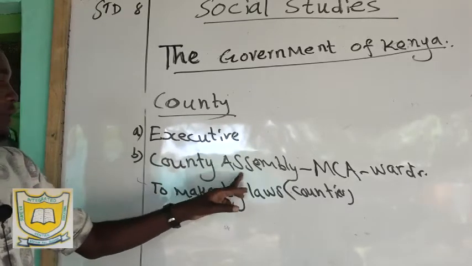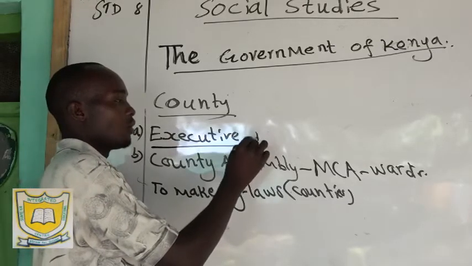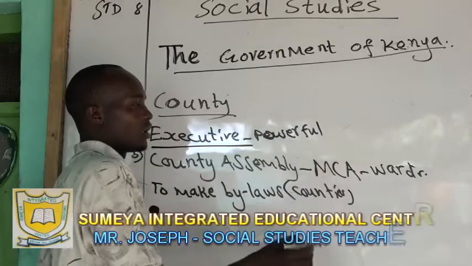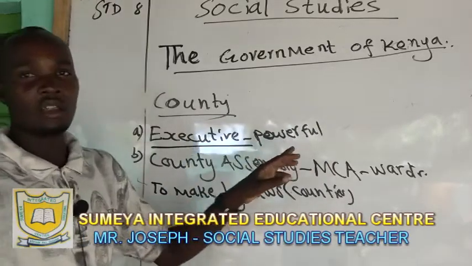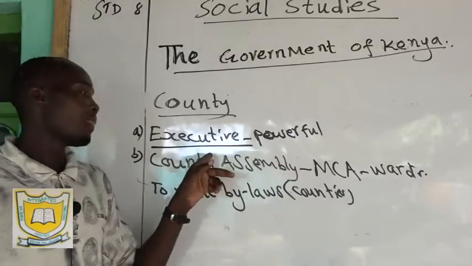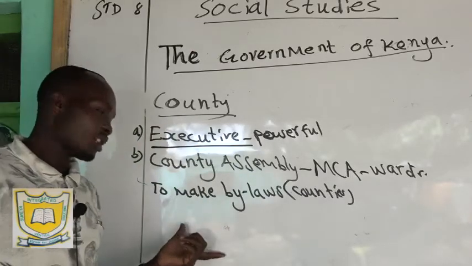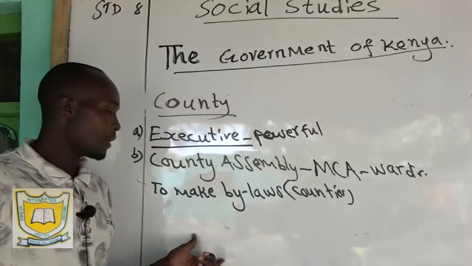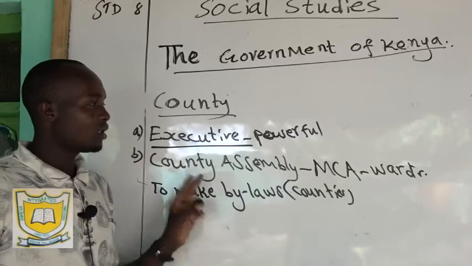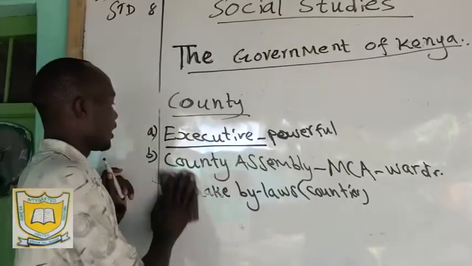Then here we have the county executive. This is the most powerful organ of the county arm of the government. It is very powerful because the president, who is the governor, lies under here. Then here also we are saying that the judiciary is not here because the judiciary runs all the way from the national government up to the lowest level of the government. So we have only two arms of government at the county government level.